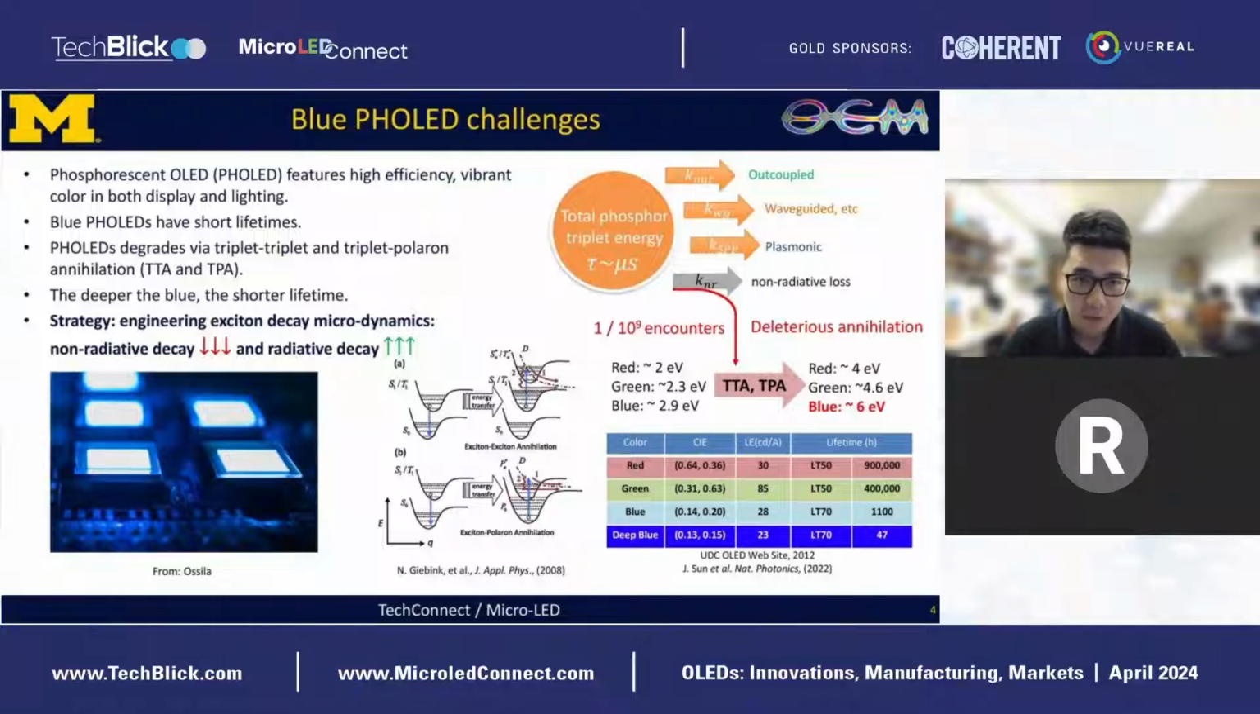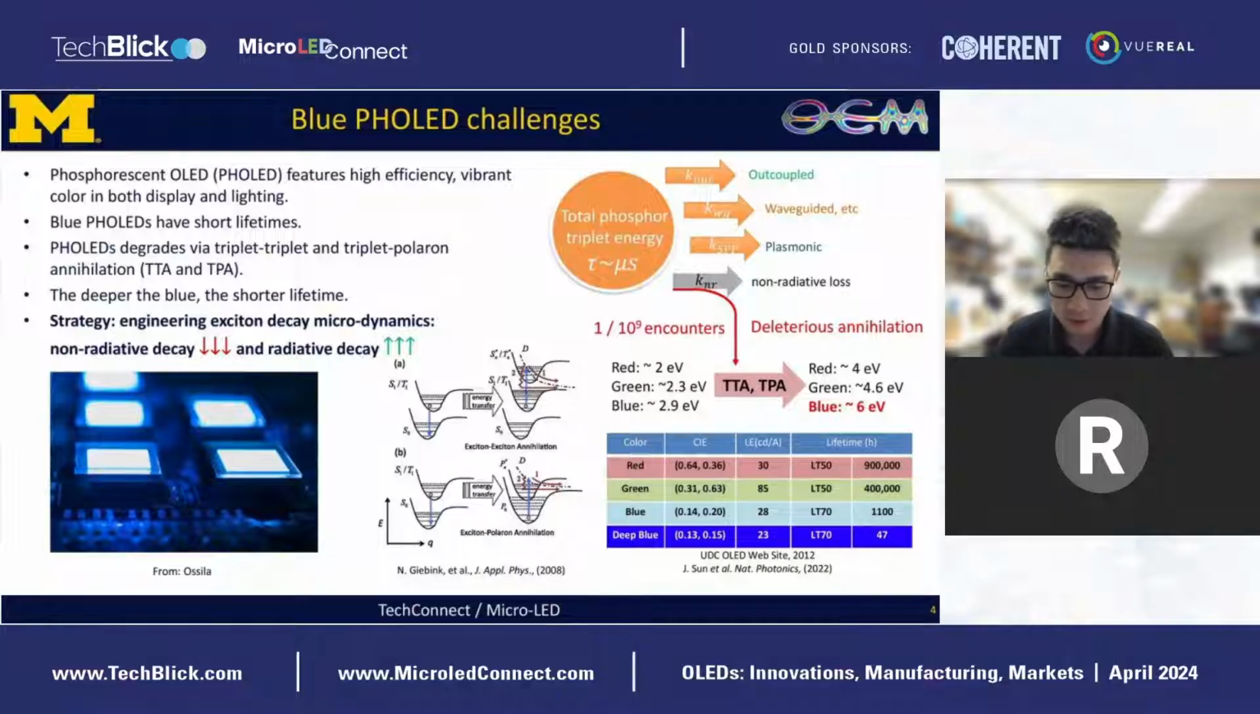But the phosphor triplet energy has radiative channels and also non-radiative channels, right? But the blue phosphorescent OLEDs have severe non-radiative and deleterious annihilation, called triplet annihilation and triplet polaron annihilation.